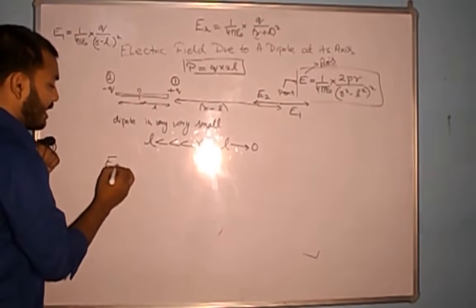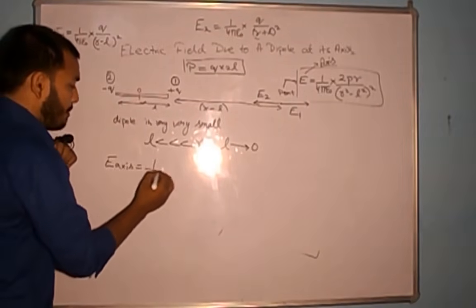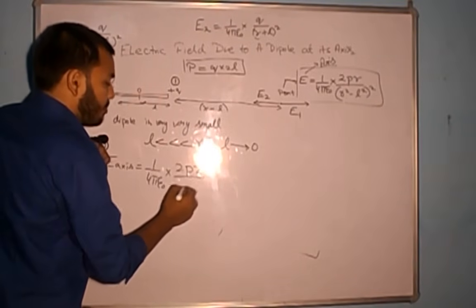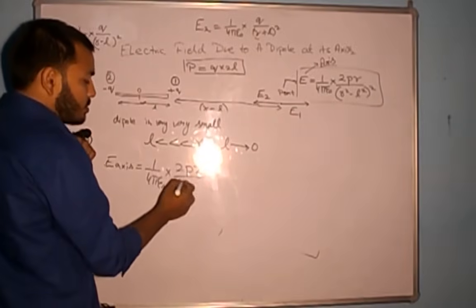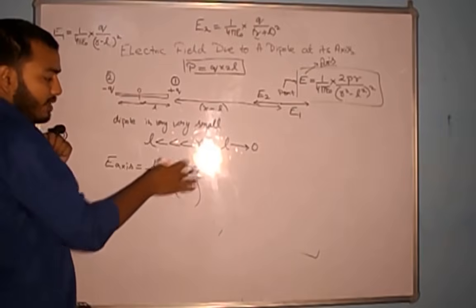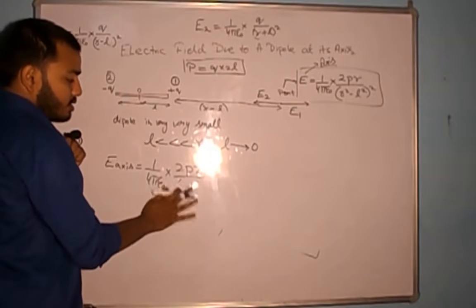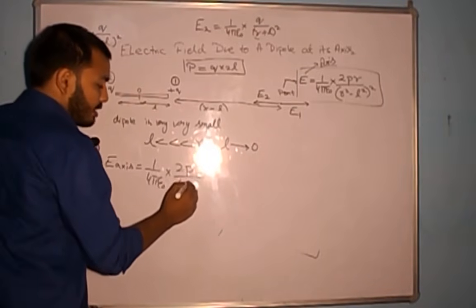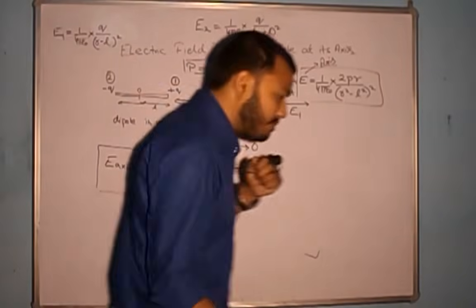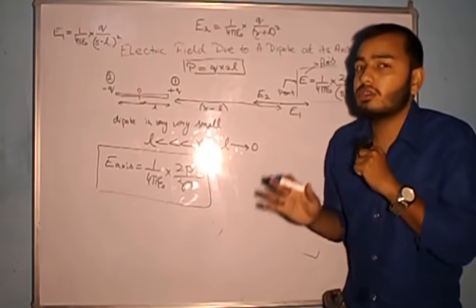So the electric field at the axis will change to 1 by 4 pi epsilon naught multiplied by 2 P r upon r squared whole square, because that L will get cancelled. This will be r to the power 4, and when you simplify it, one r gets cancelled, so you get r cubed. So this is the electric field at the axis of the dipole. Is the expression complete? Is it full? No, it's not full, it's not final.